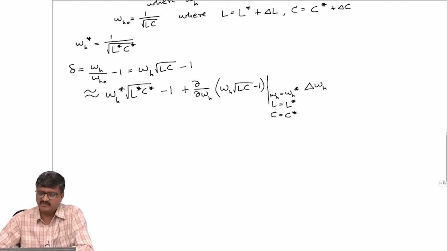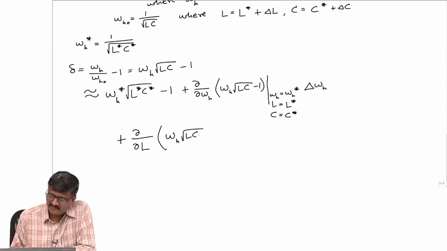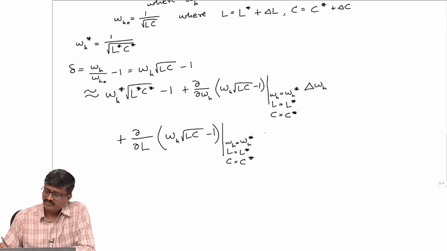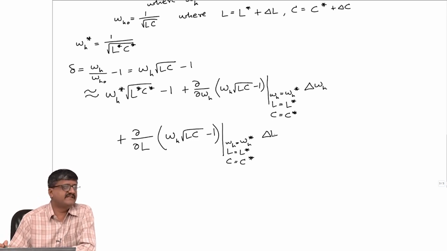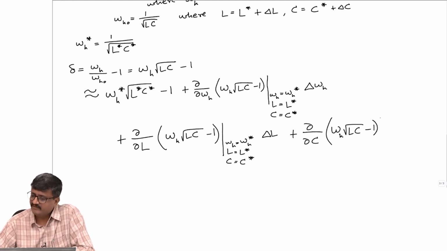Similarly, we have partial derivatives with respect to L and C. So, the next term is dou by dou L of omega H under root LC minus 1 evaluated at omega H equal to omega H star, L is equal to L star and C is equal to C star into delta L. Again, delta L is L minus L star, plus dou by dou C of omega H under root LC minus 1 evaluated at omega H equal to omega H star, L equal to L star, C equal to C star into delta C.